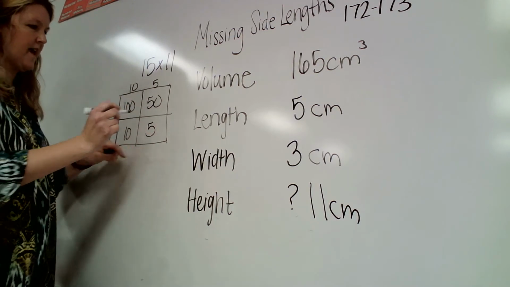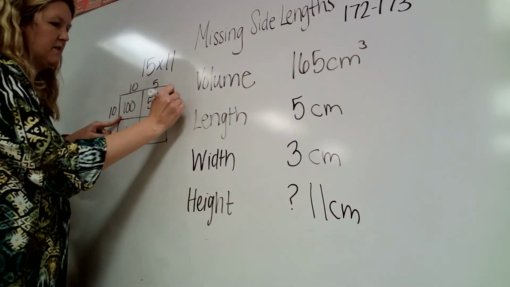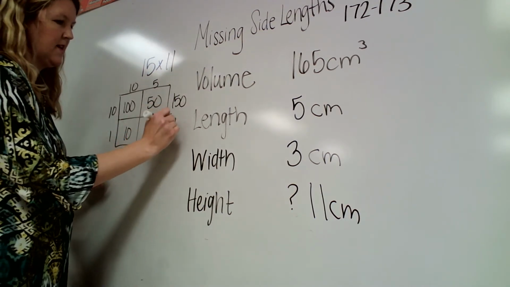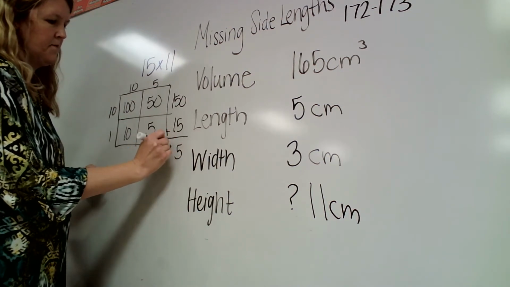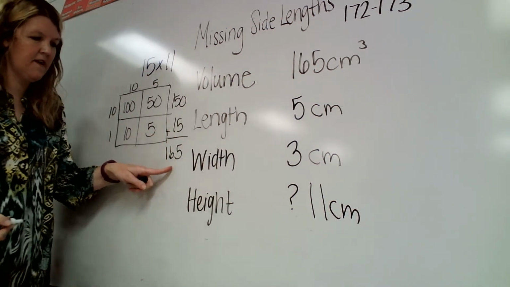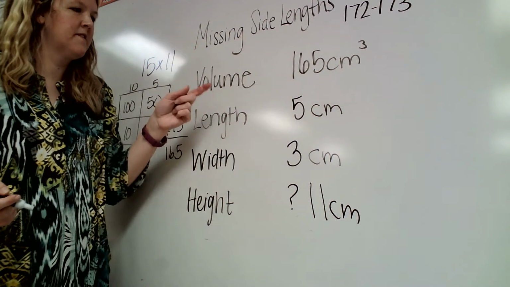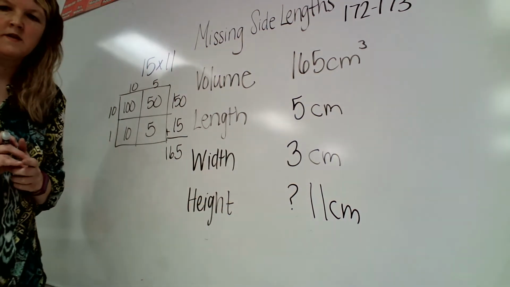And I know I need to add all of these together. So if I do it in groups, 100 plus 50 would be 150. 10 plus 5 gives me 15. So then when I add the two together, I do end up with 165. So 165 cubic centimeters is the volume. So that means that these three would work out.